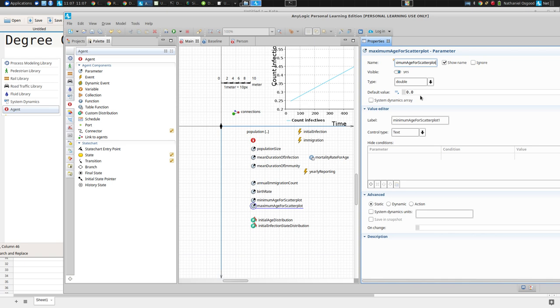And the maximum age for the scatter plot will be 1,000. Even if they're Methuselah, we'll include them in the scatter plot by default.